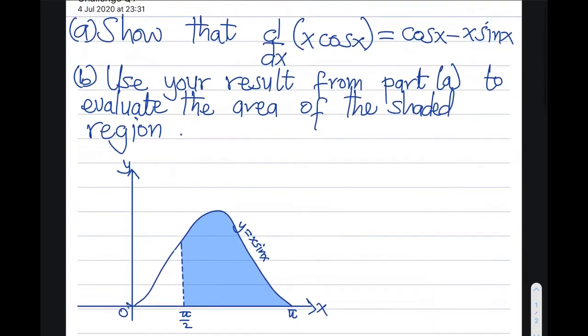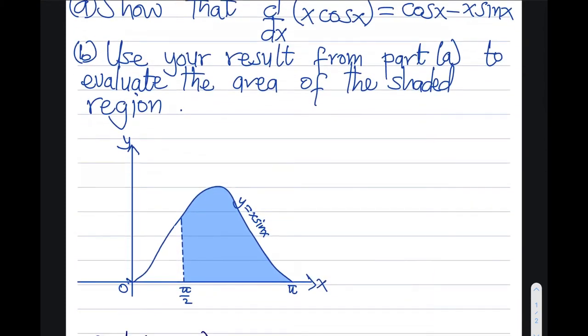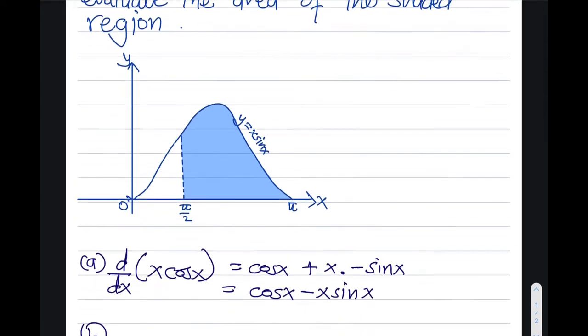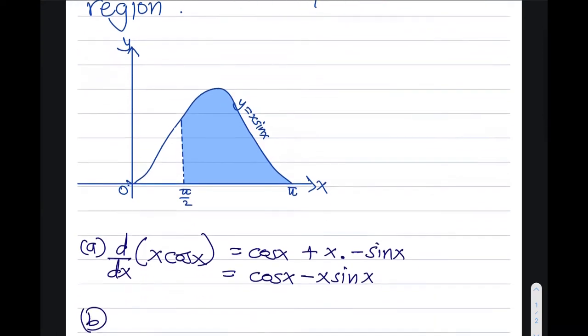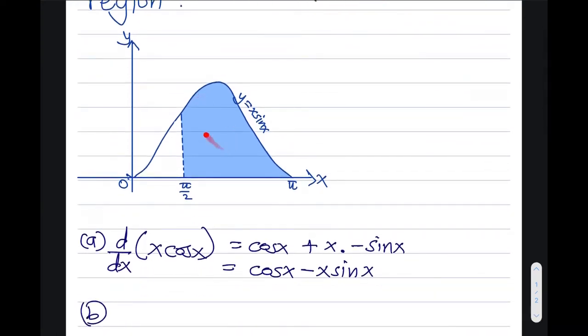What is the B part saying? It says that we should use our result from part A. Okay, so when you are working a question and you see that, use your result from part A, do not omit that. It is really significant. Now what is it? We use the result from part A to find the area of the shaded area. No problem. Now this is the shaded area. It starts from pi on 2 to pi.